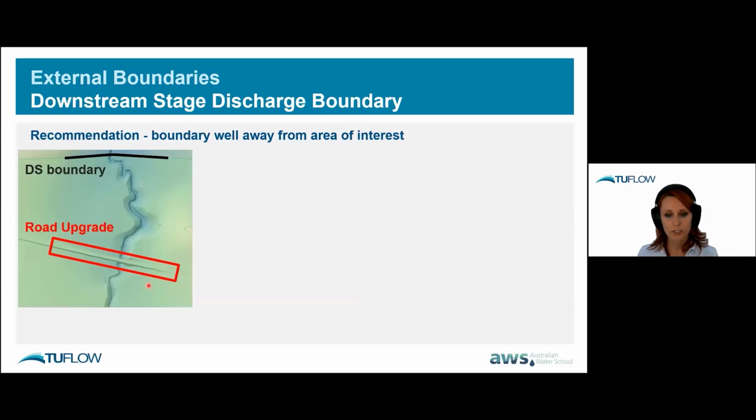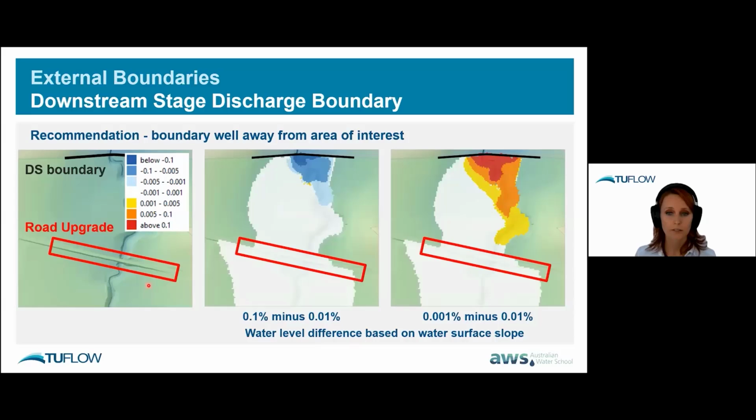We can pick 3 water surface slopes around the general bed level slope. For example, 0.1, 0.01, and 0.001%, and create impact assessments on all of those. These plots are showing us that neither the steep slope, 0.1, or the flat slope, 0.001, is creating any difference at the location of our boundary, which means that we could really use any of these slopes for the model.